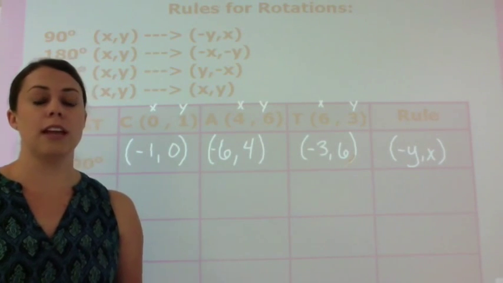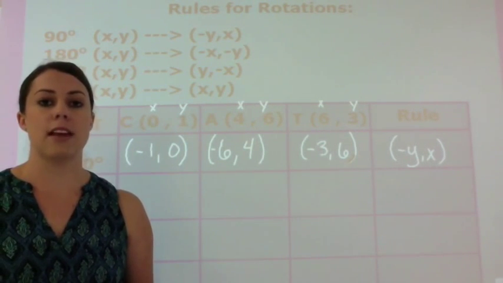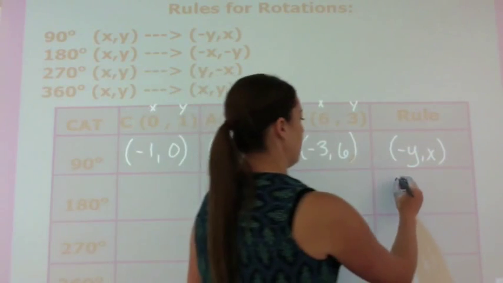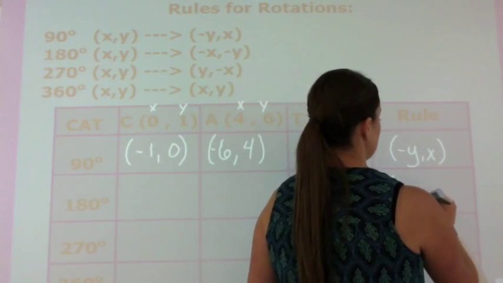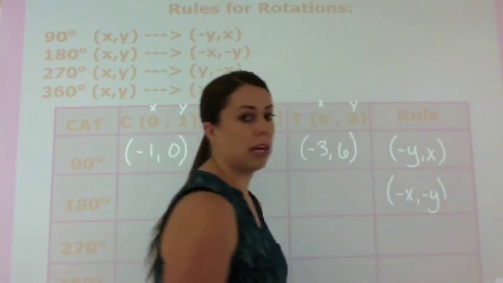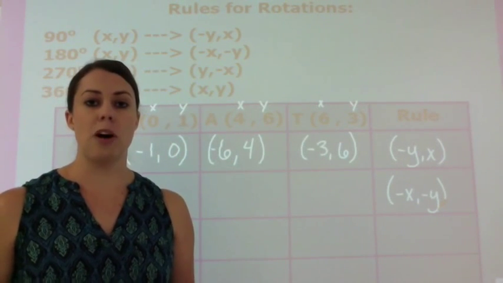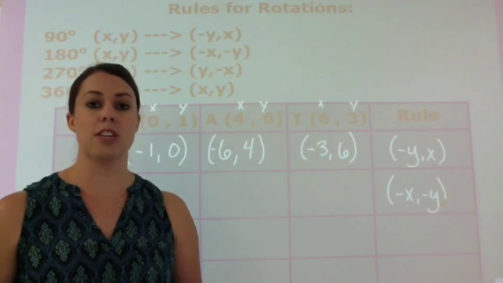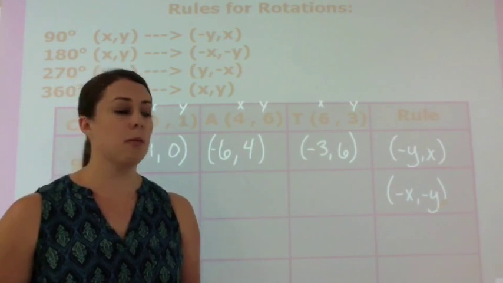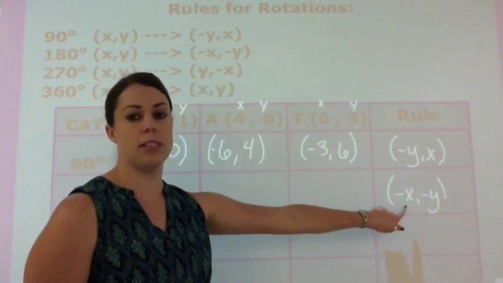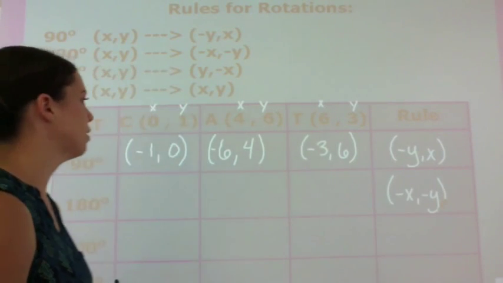The 180-degree rule is negative x, negative y. I'll write that down right here. So both of them are going to be opposite. If it's negative already, it's going to change into a positive. If it's a positive, it'll change into a negative. So think of them as the opposite. I want to take the opposite of x and the opposite of y.